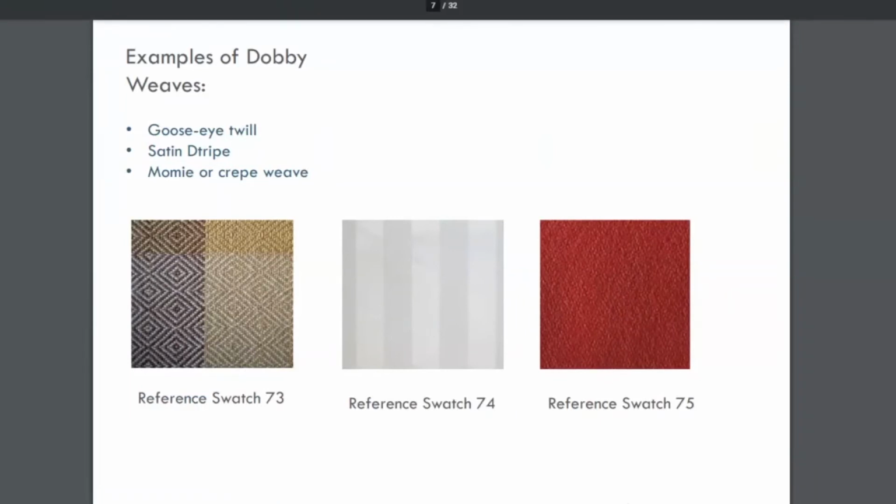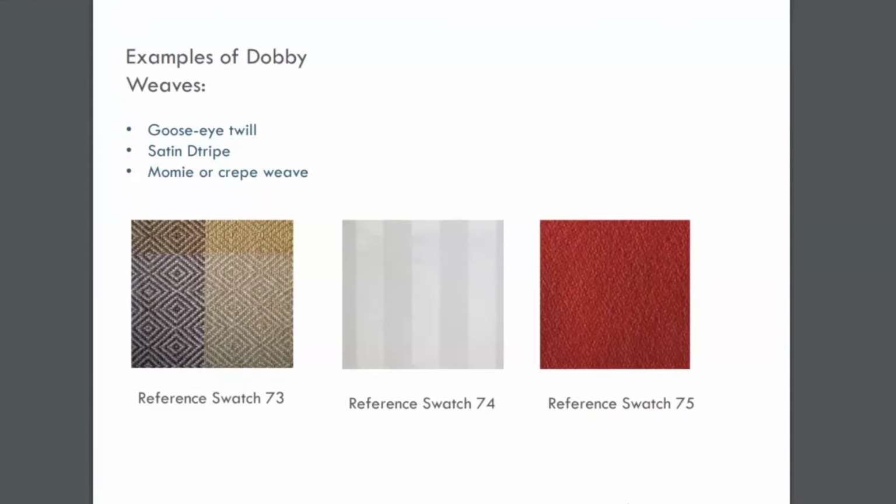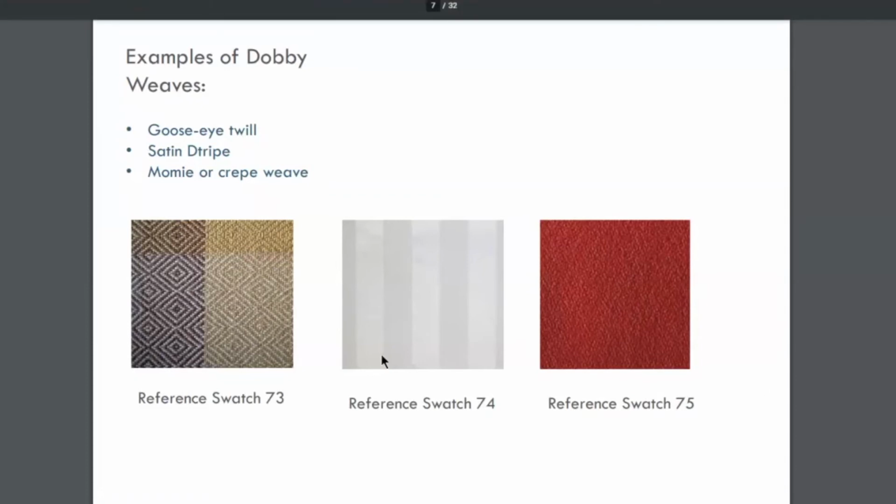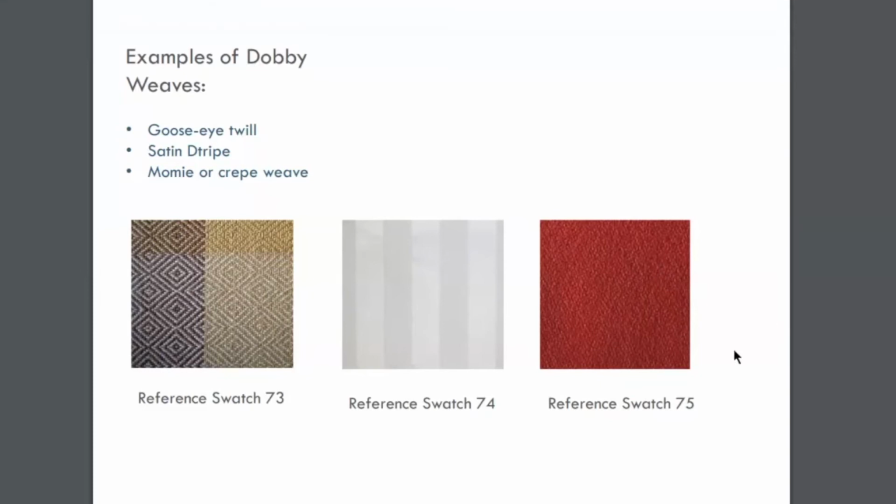Number 75 is called a momi or a crepe weave. And here's a little bit of where there might be a confusion. So if any of you have worked in fashion or have sewn your own garments, this does not look like a crepe. So typically crepes are for gowns and bridesmaid dresses, that very nice, sheer, beautiful, almost chiffon looking crepe fabric. This, what you want to look at, in terms of interior design, when you hear the word crepe, this is exactly what it looks like in Swatch 75.